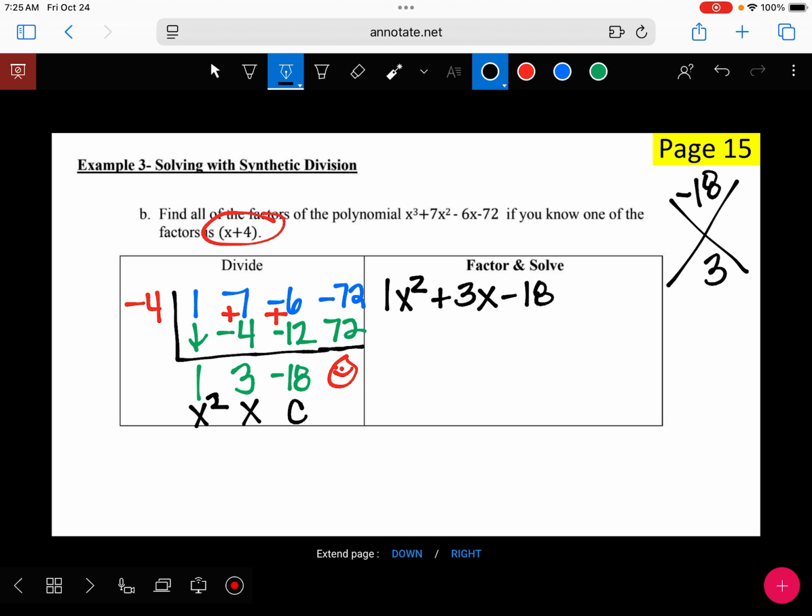Negative. Close. The 3 won't be negative. Yes, it will. I don't know what I'm talking about. Ignore me. I'm tripping. I ain't awake yet.